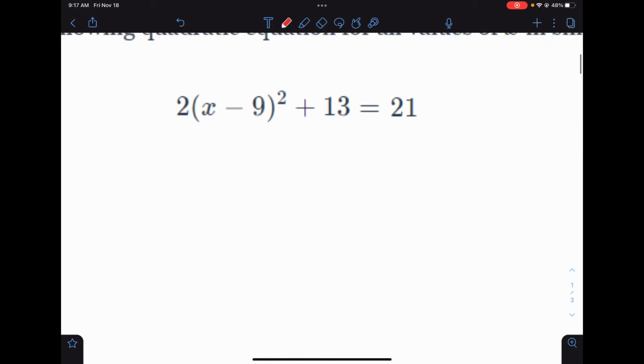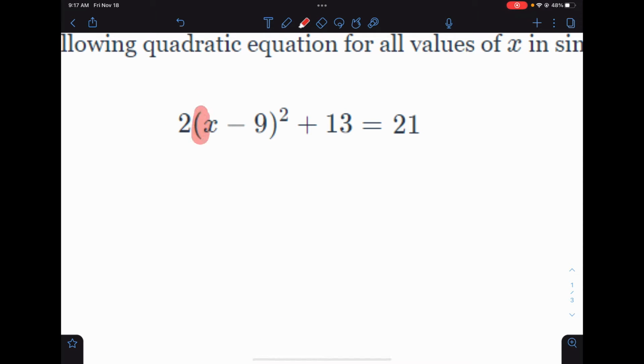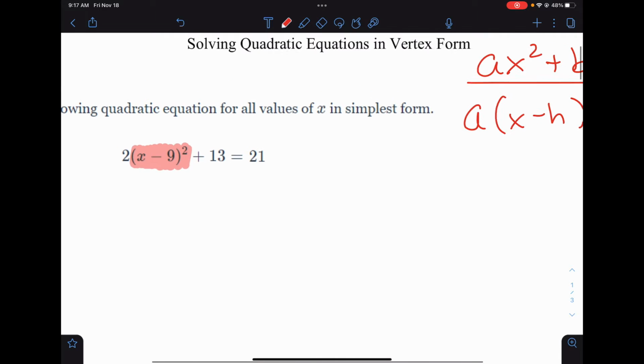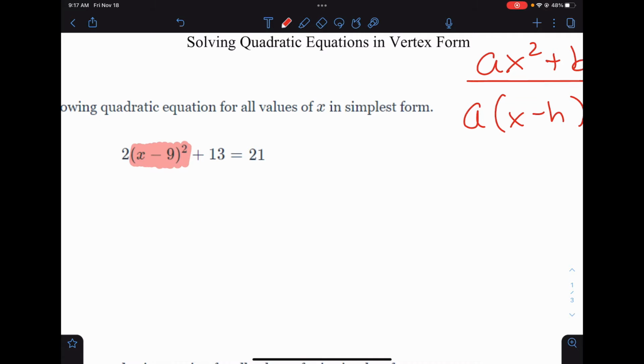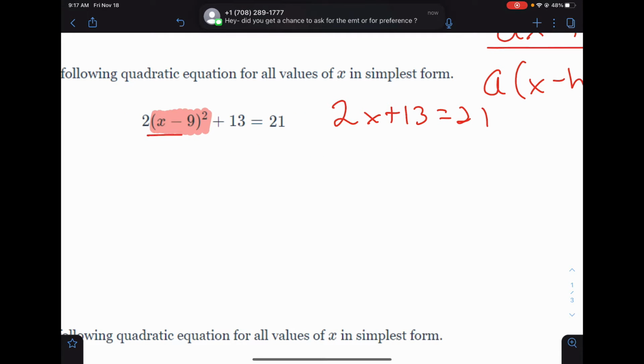So the way that we're going to solve this is we're essentially going to try and isolate this guy right here. And then we're going to go from there. When you're trying to get this guy by himself, I want you to imagine, like if I gave you 2x plus 13 equals 21, right? We're trying to get x by itself. It's the same process, okay? So we're going to subtract 13, right? That's normally what we would do here.